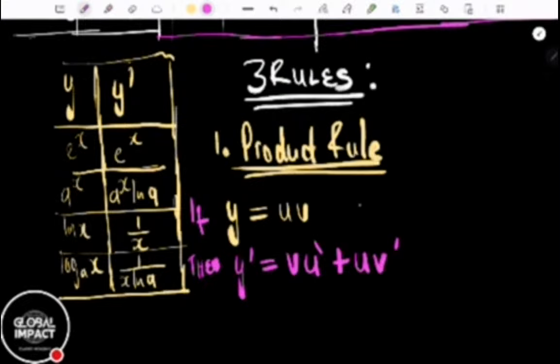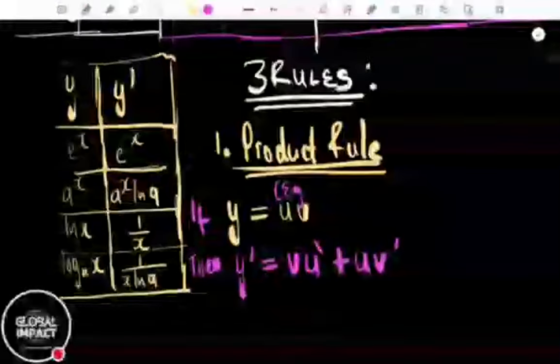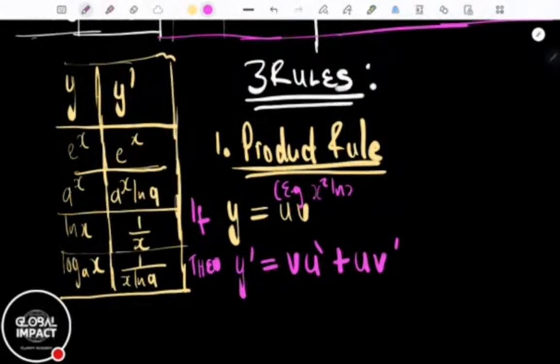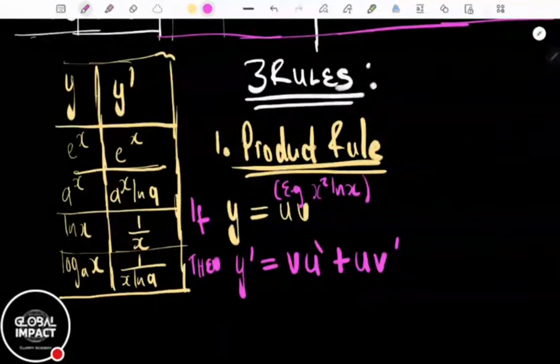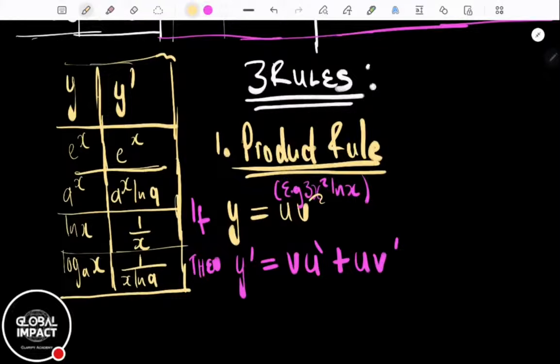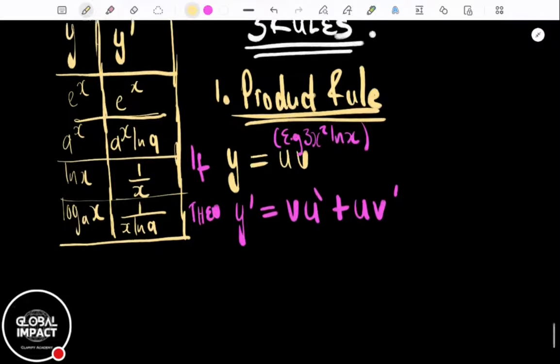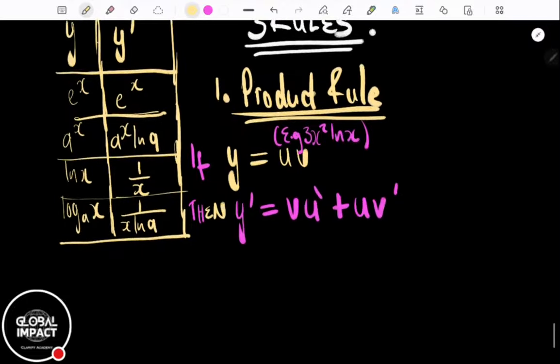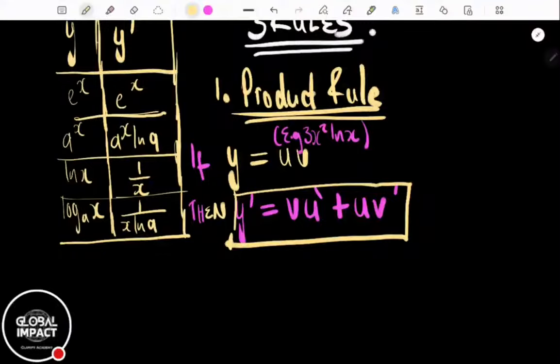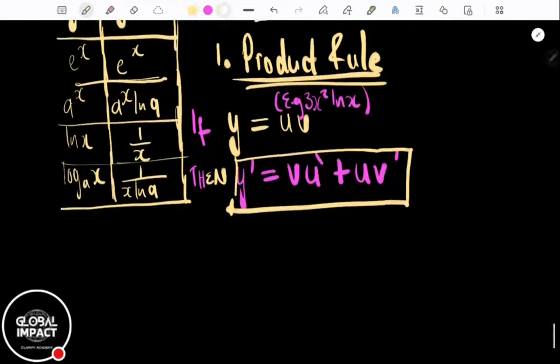An example of y being equal to uv, e.g., if you have x squared ln x. Here you have two functions multiplying, so you're going to use this. Your u will be x squared. Even if it was 3x squared ln x, this 3 would not matter. You'd say u is the x squared, then v is the ln x, because this 3 would not go anywhere. It's multiplying, it will never go anywhere. So here we got the y prime. If y is this, then you must know that y prime will be this: second times derivative of the first plus first times derivative of the second. It's illegal. It's actually a crime to forget this.